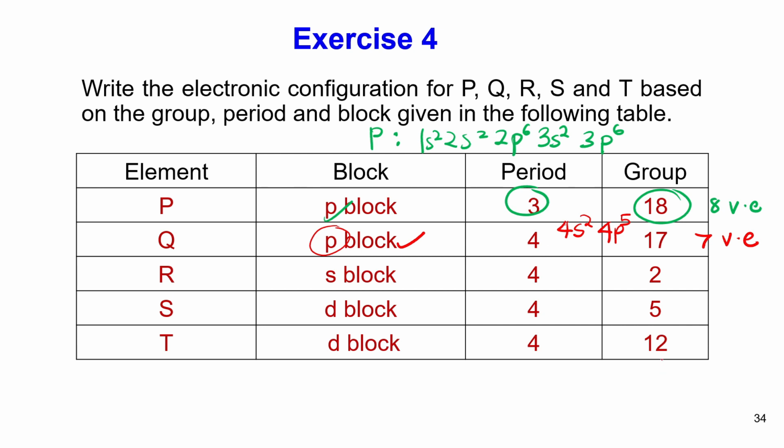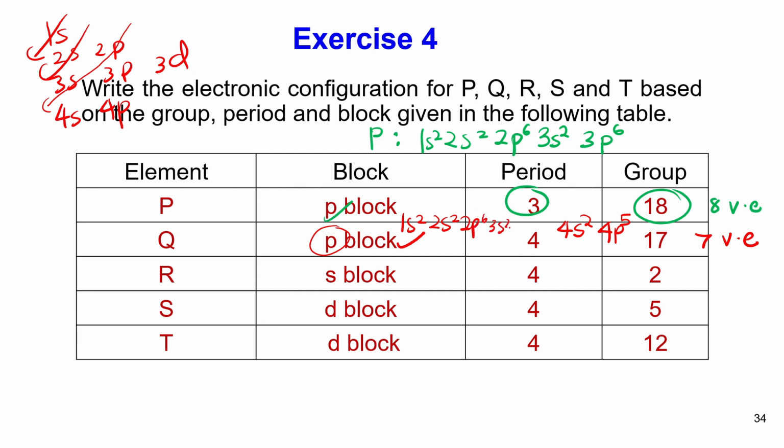If you do not remember the order, you can write it like this: 1s, 2s, 2p, 3s, 3p, 3d, 4s, 4p. So 1s2, 2s2, after 2s, 2p6, 3s2. After 3s2, 3p6, then 4s2. After 4s2, 3d10, 4s2. So this is the electronic configuration for element Q.